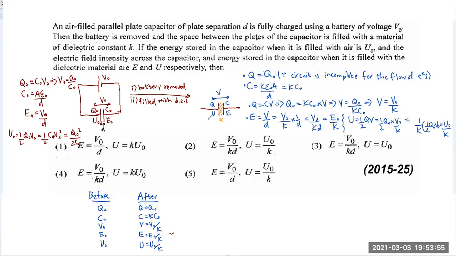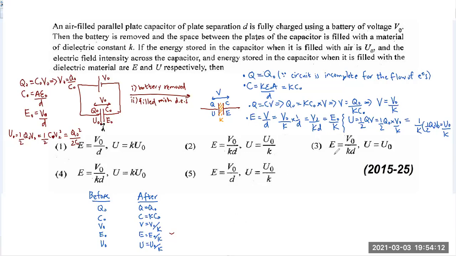Right. I am not answering this question yet. I'm analyzing everything in case they ask the other quantities as well. But in the question, they are focusing mainly on electric field intensity and energy stored. So, what should be the answer, people, for this question?